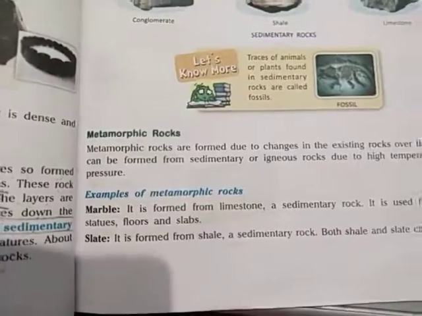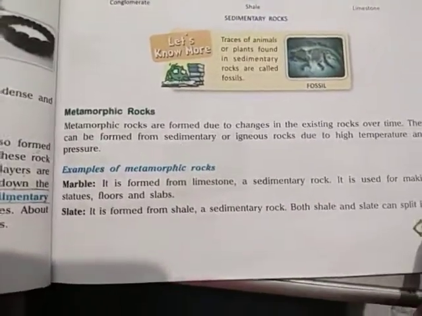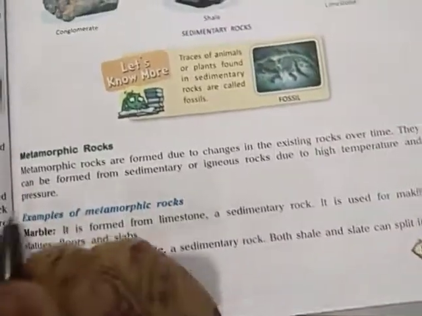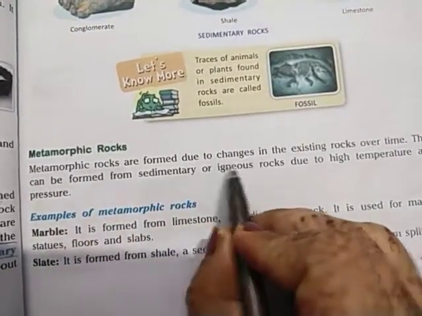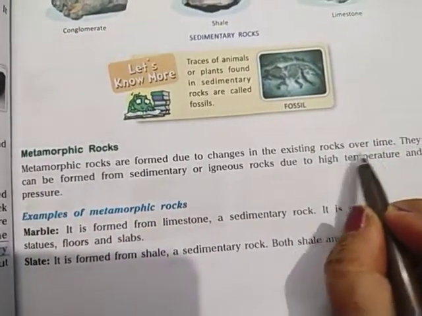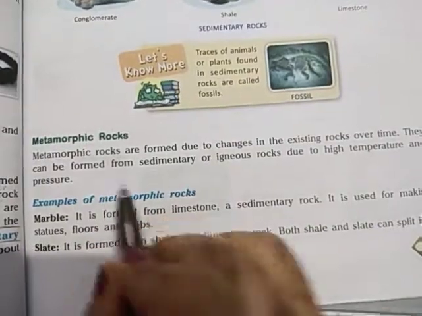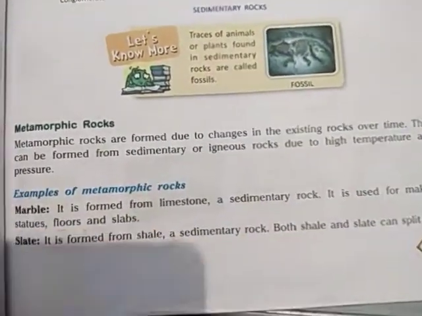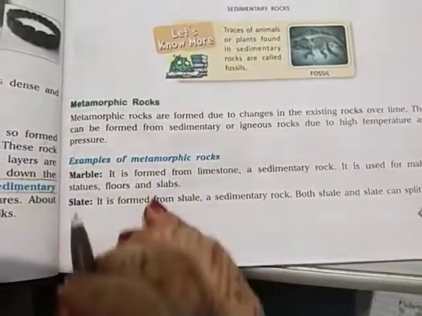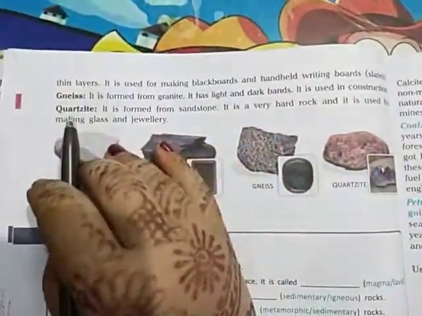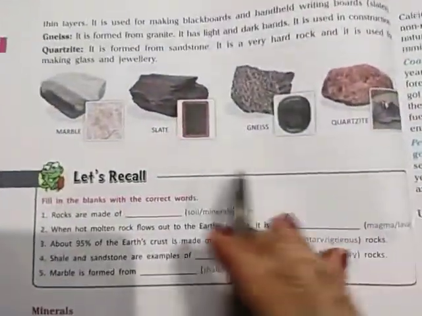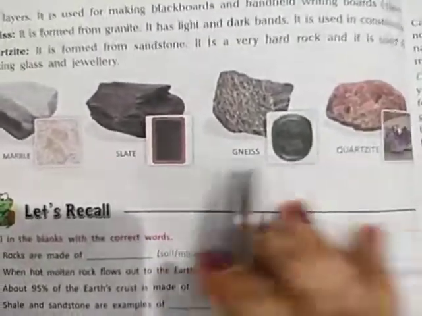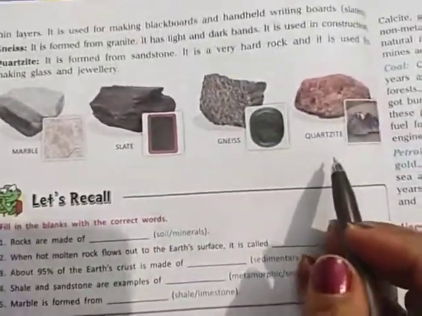The definition of metamorphic rock is given on page number 51. Metamorphic rocks are formed due to changes in existing rocks over time. They can be formed from sedimentary or igneous rocks due to high temperature and pressure. There are certain names: marble, slate, gneiss, quartzite. These are certain examples, and here you can see the pictures of the metamorphic rocks.